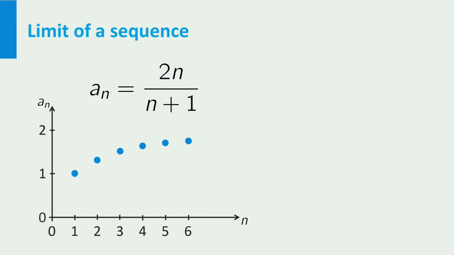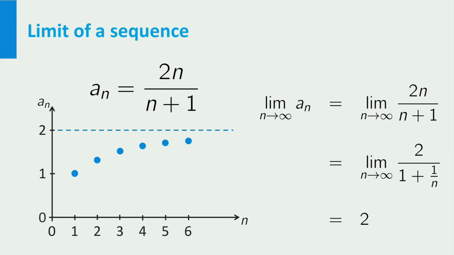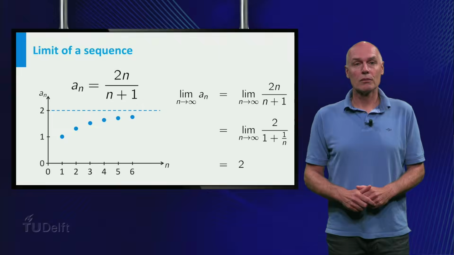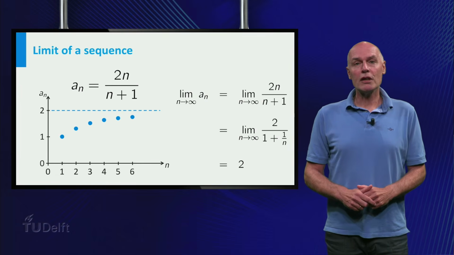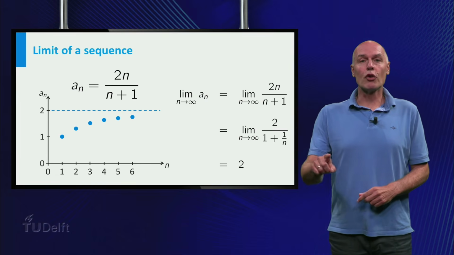In particular, it is interesting to know how a sequence behaves when n gets large. In order to investigate this, we can evaluate the limit of a sub n when n approaches infinity. For the example on the slide, we can easily find a solution by dividing both the numerator and the denominator by n, which gives that the limit equals 2. In the picture, this is indicated by the dashed horizontal line.